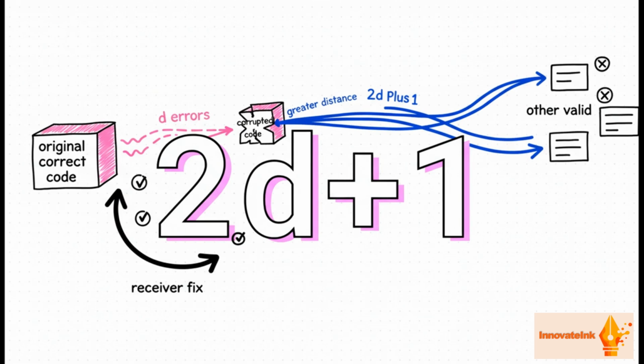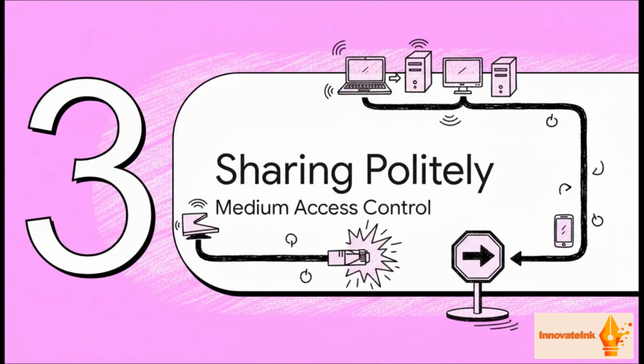What if we want to actually correct it on the fly? Well, for that, we need an even bigger buffer zone. The Hamming distance has to be at least 2D plus 1. So, with our codes 000 and 111, if we receive 001, we can do more than just flag an error. We know it's only 1 bit flip away from 000, but it's 2 flips away from 111, so we can be pretty darn confident in correcting it back to 000.